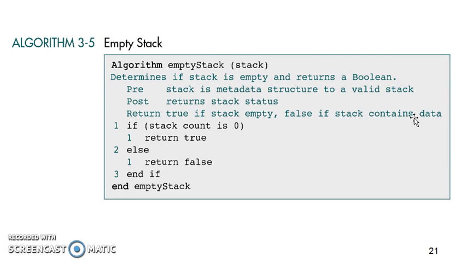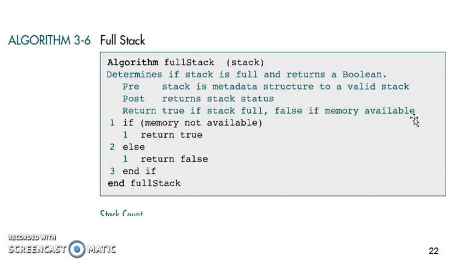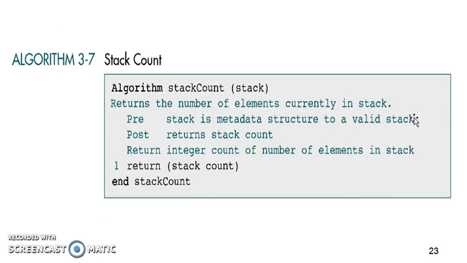So we need to set empty for empty stack and for full stack. If stack count is 0, it is empty, so return true, else return false. If it is full stack, that is memory is not available, there is no space at all, then return true, else return false. This is for counting the values, the field of head node. We need to return the number of elements currently in this stack. For this, stack count algorithm is used.